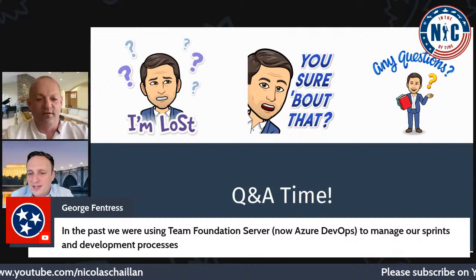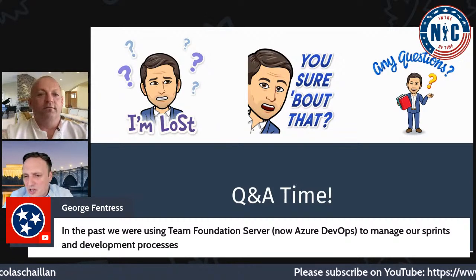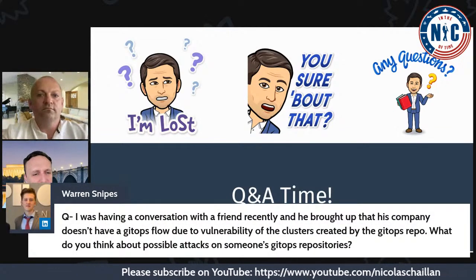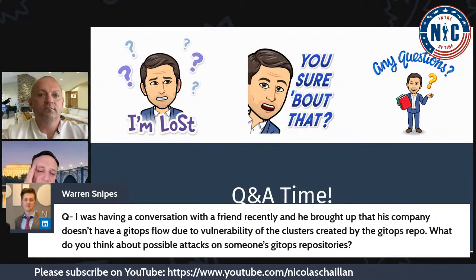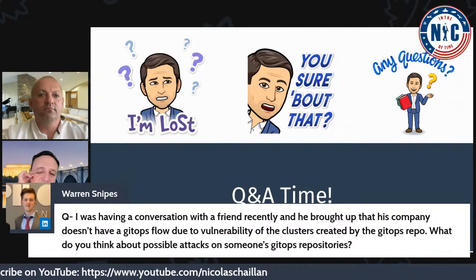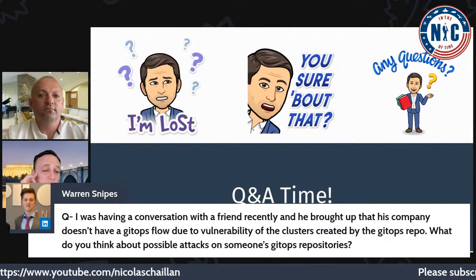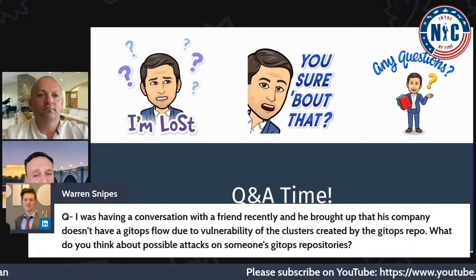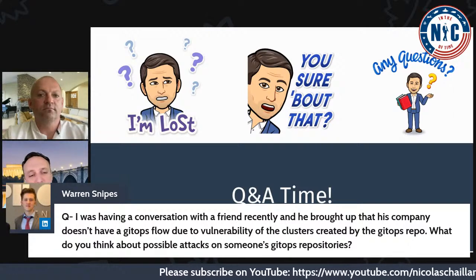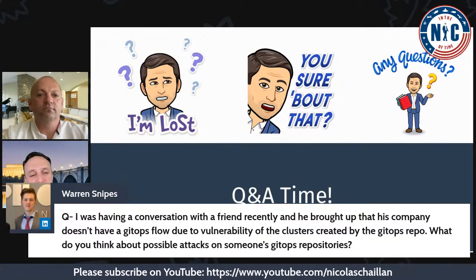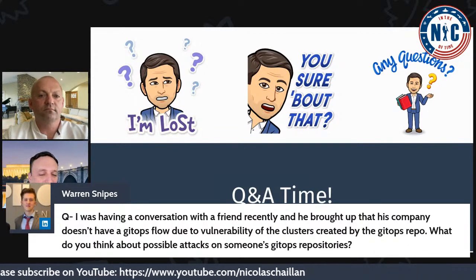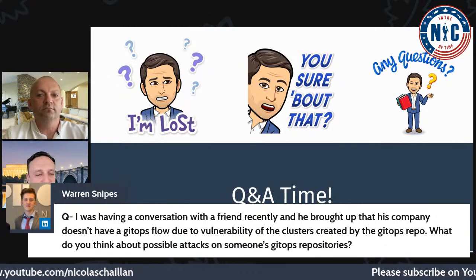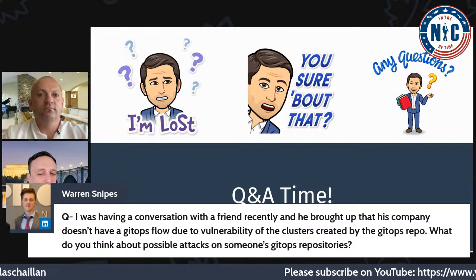All right. So the last question I think we got is from Warren, asking a pretty interesting question. He had a conversation with a friend, and that friend brought up that his company does not have a GitOps flow due to vulnerability of the cluster created by the GitOps repo. I want to define a little bit what GitOps flow means to people. But he's asking, what do you think about possible attacks on someone's GitOps repository?